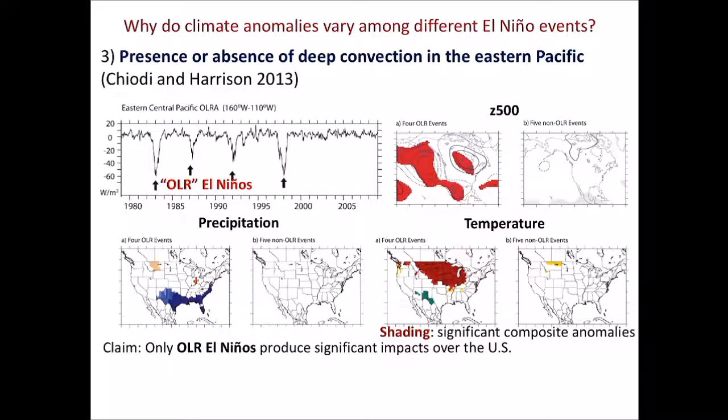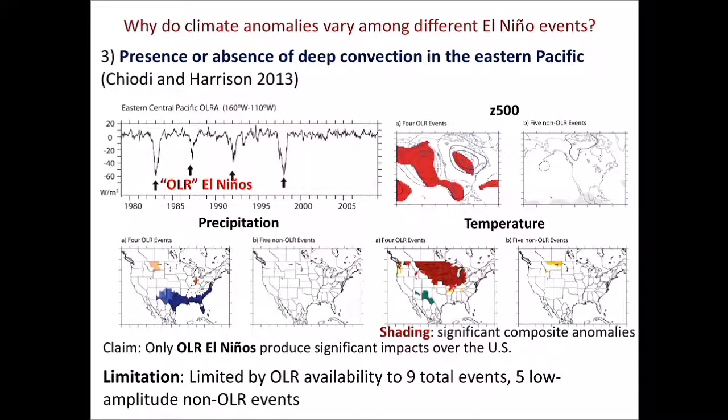So if you look at 500 millibar height, precipitation, temperature, you see statistically significant impacts for these OLR El Ninos, but the impacts for the non-OLR El Ninos are not significant. This study also has a limitation: we're limited by OLR availability to 9 total events, including 5 low amplitude non-OLR events. These non-OLR events are lower amplitude, and since we have such a small sample size, and we're not expecting the signal-to-noise ratio to be that strong anyway, this may simply be a reflection of the fact that we don't have enough samples to detect significant differences.